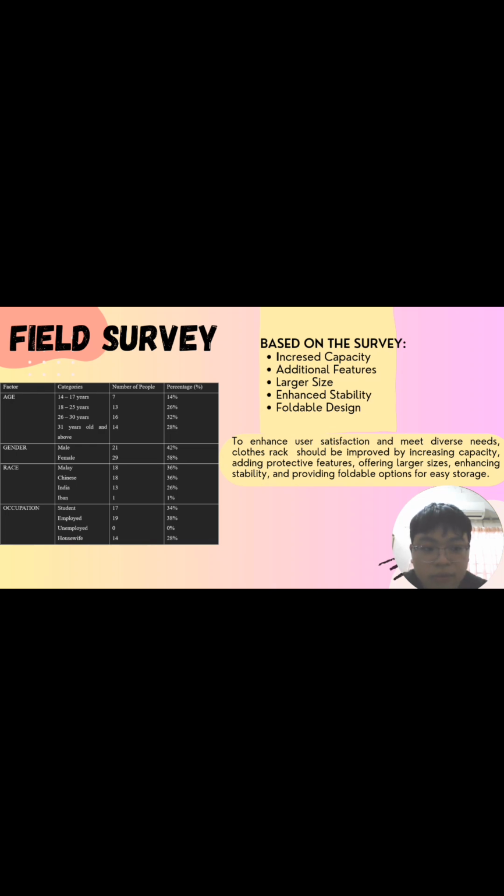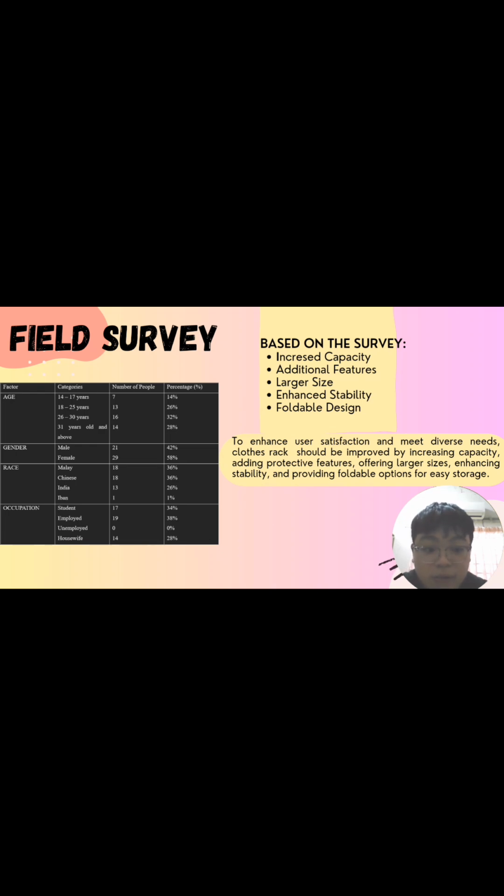Based on feedback from approximately 50 respondents, several key areas for improvement in cloth racks have been identified. First one is increased capacity. Many respondents suggested adding more hangers to accommodate a larger number of clothes for drying. Next is additional features. There is a demand for installing accessories such as more transparent shades, umbrellas, and covers on the hangers to protect clothes from weather conditions. Then, larger size. Respondents expressed a need for bigger clothing hangers to hold all the clothes of a family, especially when washing clothes once a week.